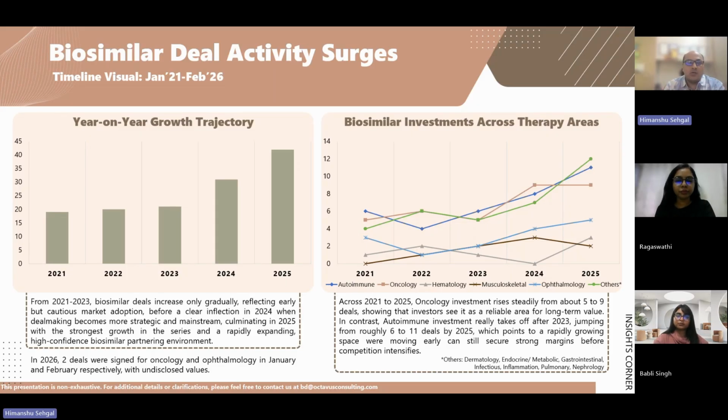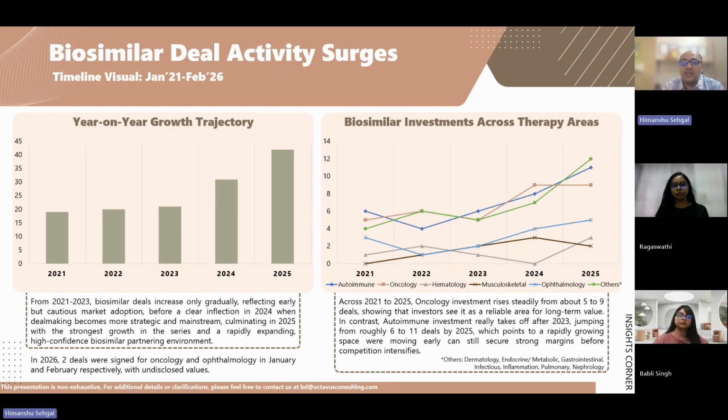I want to say that the biosimilar market isn't just growing, it is accelerating dramatically. Let me show you how it is happening. From 2021 to 2025, we have witnessed a surge of 121% in biosimilar deal activity. In 2021 there were approximately 19 deals, and in 2025 approximately 42 deals have happened. So this shows a very accelerating pattern.